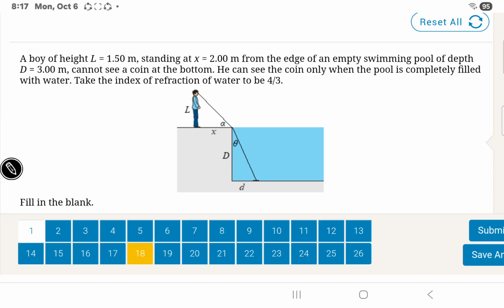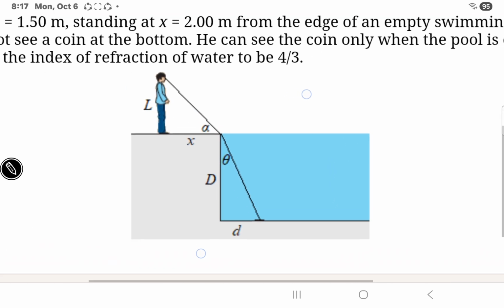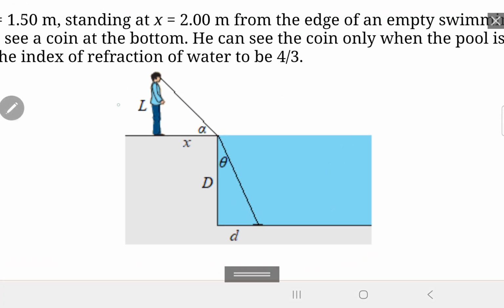Let's write all the given information. The length is 1.5, then x is 2, then we have the refractive index, and we have d equals 3. So 1.5, 2, and 3, let's write them on the diagram here. Here you have 1.5, you have 2, here you have 3. First thing we can do here is to find angle alpha. So let's find angle alpha.